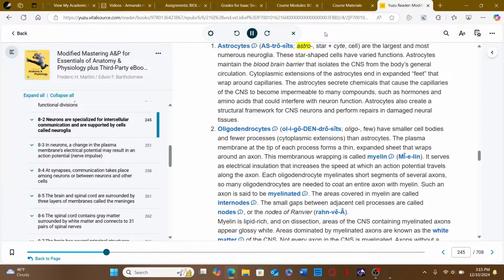Astrocytes (astro, star, plus cyte, cell) are the largest and most numerous neuroglia. These star-shaped cells have varied functions. Astrocytes maintain the blood-brain barrier that isolates the CNS from the body's general circulation. Cytoplasmic extensions of the astrocytes end in expanded feet that wrap around capillaries. The astrocytes secrete chemicals that cause the capillaries of the CNS to become impermeable to many compounds, such as hormones and amino acids that could interfere with neuron function. Astrocytes also create a structural framework for CNS neurons and perform repairs in damaged neural tissues.